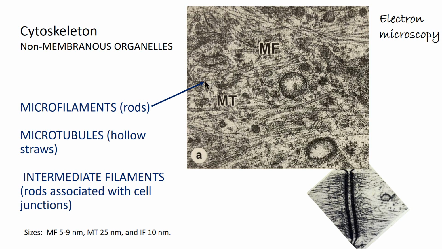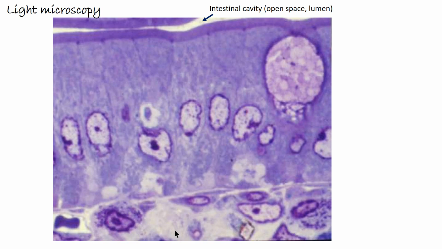These are rods here. These are microfilaments. These are microtubules that you see, the soda straws that are there. And there's intermediate filaments. These intermediate filaments are associated with the desmosome. And here we can see the size of things. There's 5 to 9 nanometers, 25 nanometers, or 10 nanometers for the intermediate filaments that we can see.